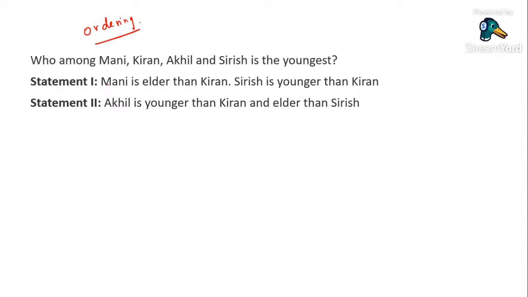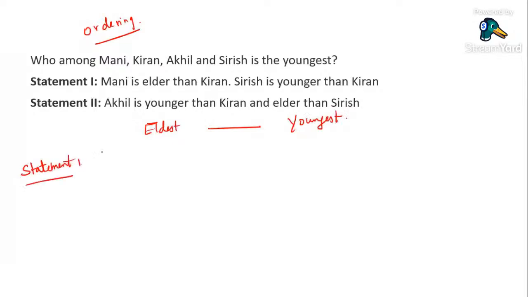Statement one is saying Mani is elder than Kiran. Shirish is younger than Kiran. Statement two: Akil is younger than Kiran and elder than Shirish. Let's focus on statement one. While ordering, I'll order from the eldest in the first position to the youngest in the last position.